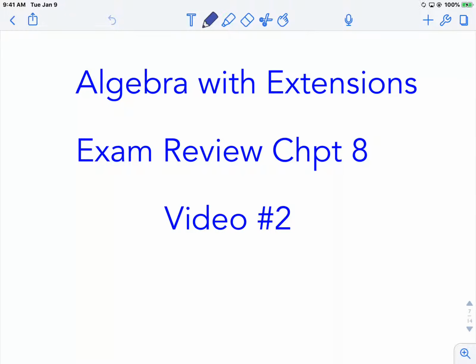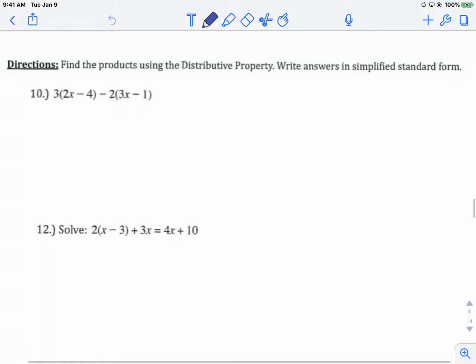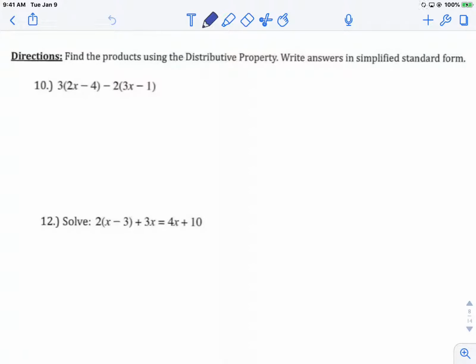This is the second video for Chapter 8 for the exam review, and in this part of Chapter 8 we were multiplying terms and then still working on what we did in the other part where we're adding and subtracting like terms. So in some of these they're going to ask you to find the products using distributive property, and that means we need to find every distributor.